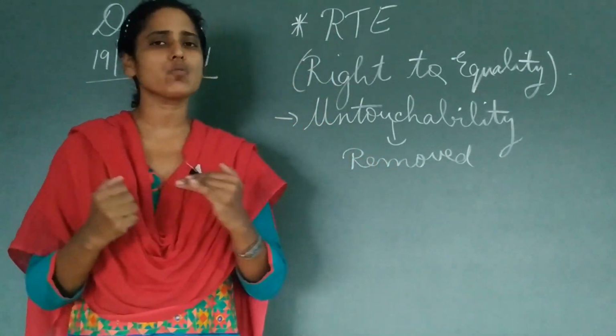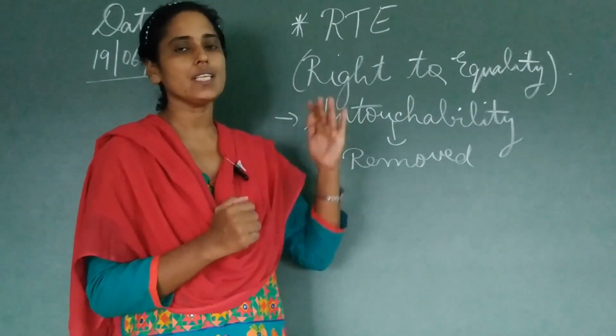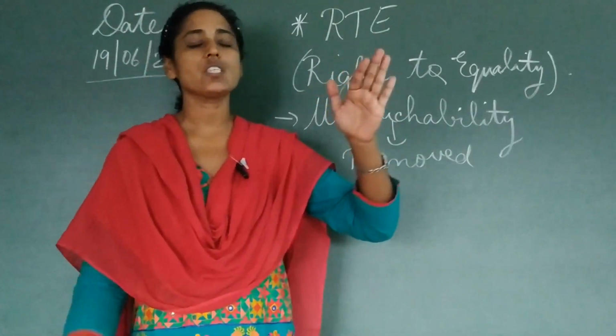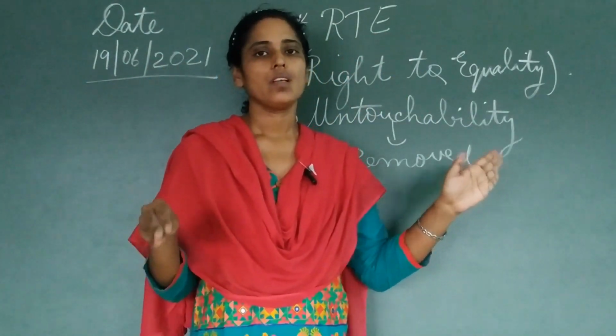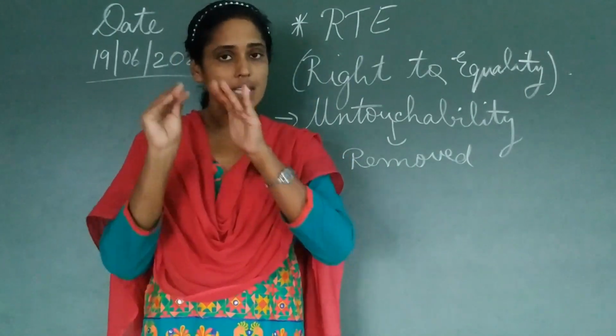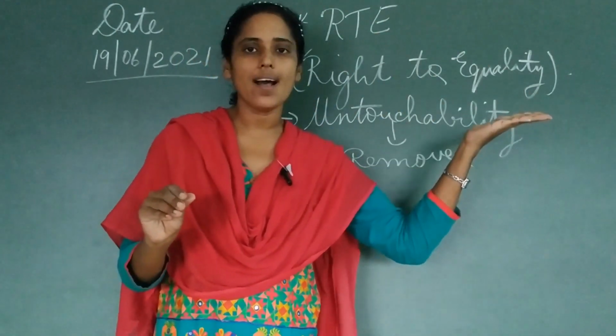So all these things were prevented as untouchability. All this was removed due to RTE. That is, all castes were considered as equal. A literate person was considered equal to an illiterate. He was not considered as low, and the literate one is not considered as high.